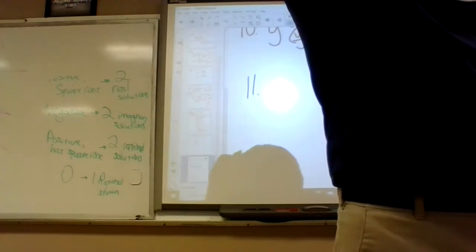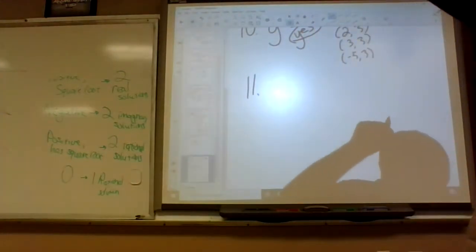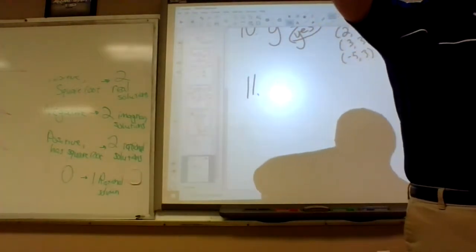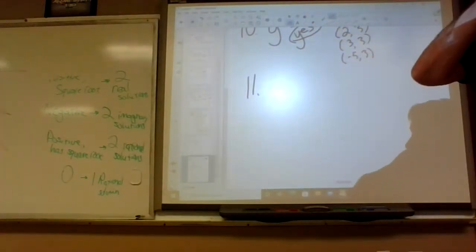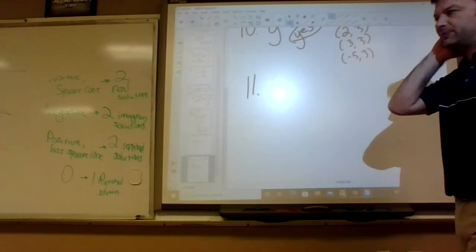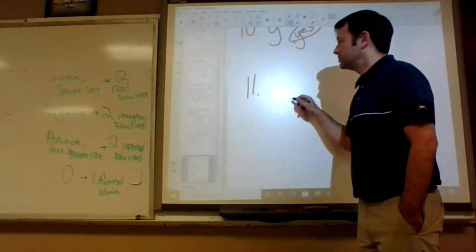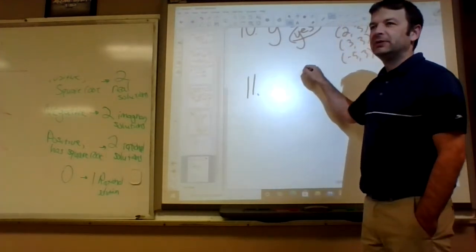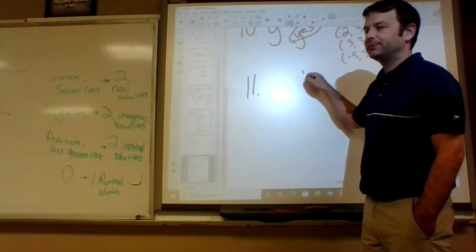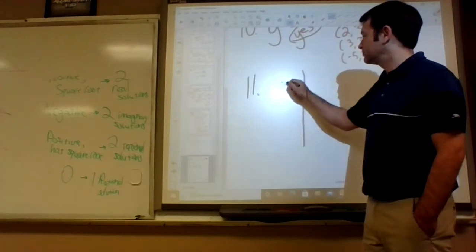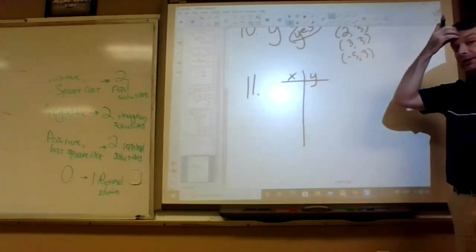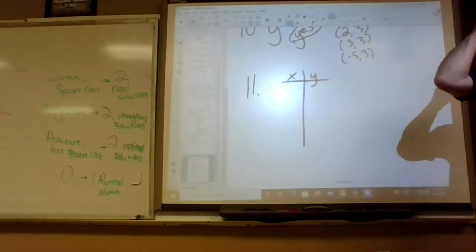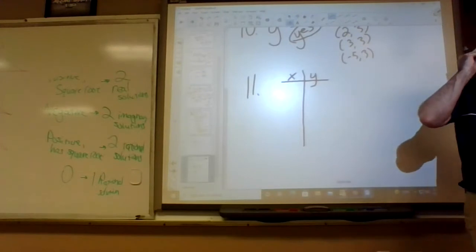Okay, number 11 says make a table of at least 5 ordered pairs for y equals 3x minus 5. Is it a function? What do you think they mean by table and ordered pairs and all that stuff? Like a graph. The X, Y thing. The XY table thing. Yeah. It said make 5 ordered pairs, so what should we do about it?